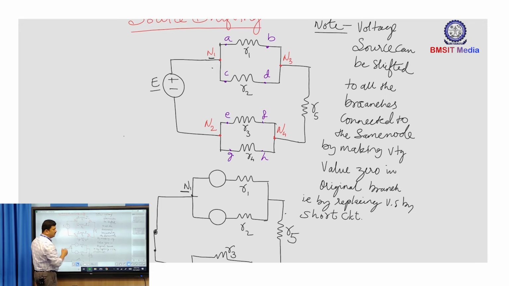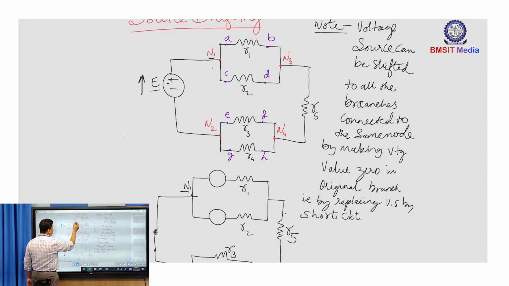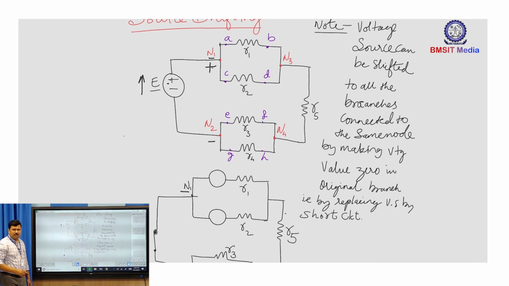Fine. Now what happens with the polarities? How should I assign the polarities? Simple. The direction of this E is clockwise. You shift this voltage source in the same direction. Observe here, with this polarity of E, node N1 is at the positive terminal, a higher potential point, and node N2 is at a lower potential point. It means terminal A of R1 is at positive potential, and terminal C of R2 is at positive potential.